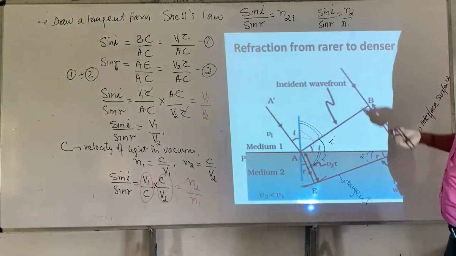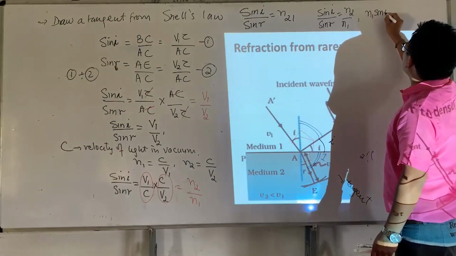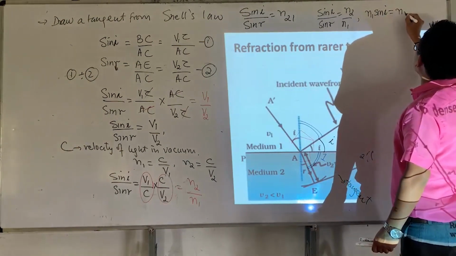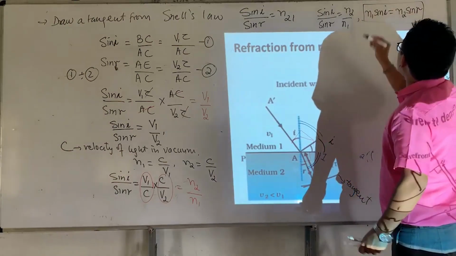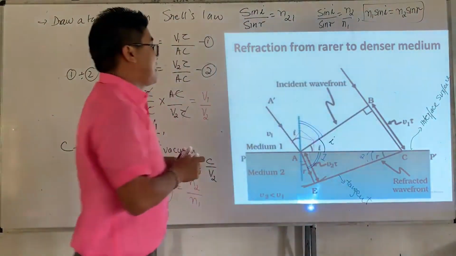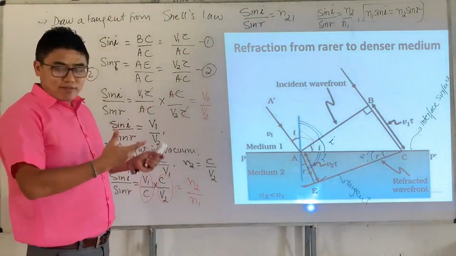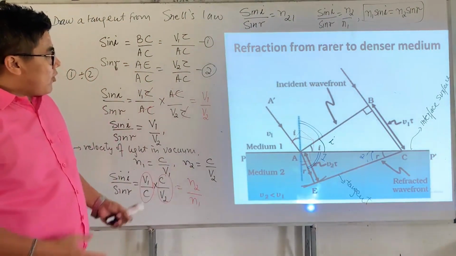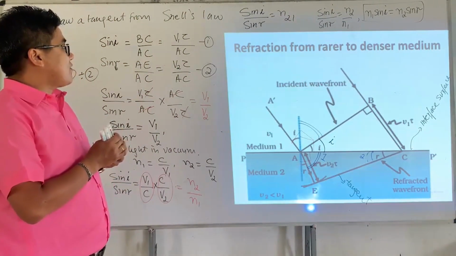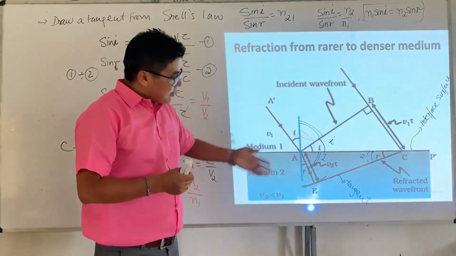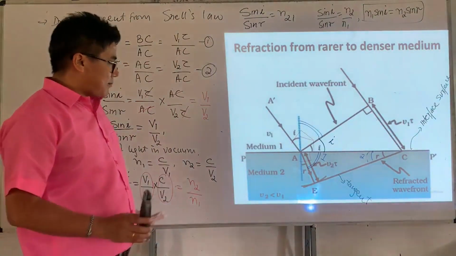This is Snell's law. This is what we call Snell's law. So we have derived Snell's law using the wavefront concept, and that is refraction from rarer to denser medium.